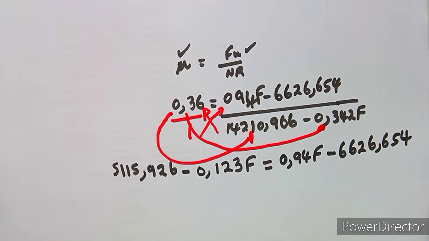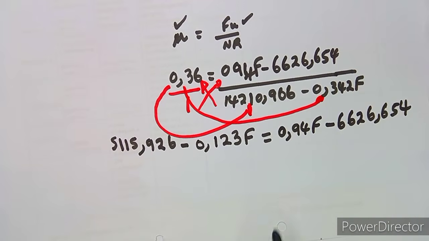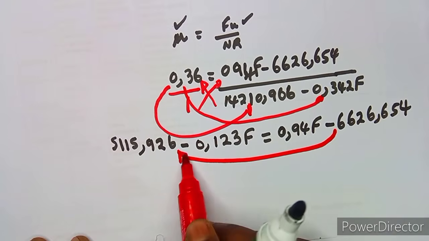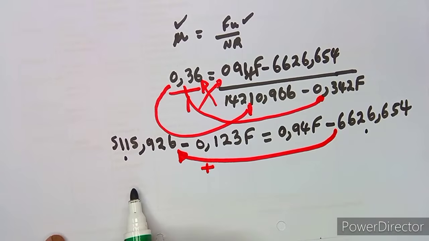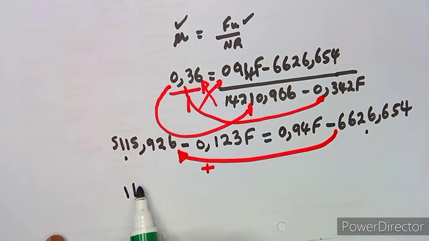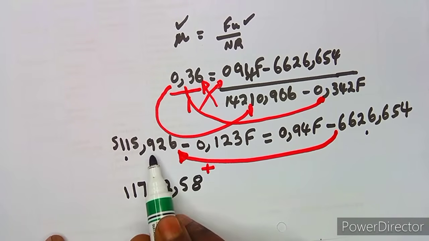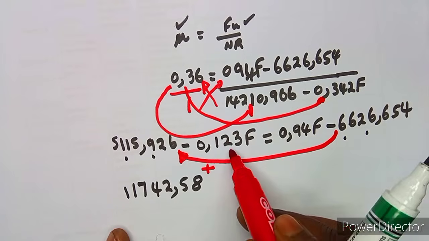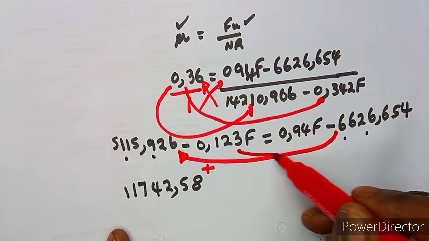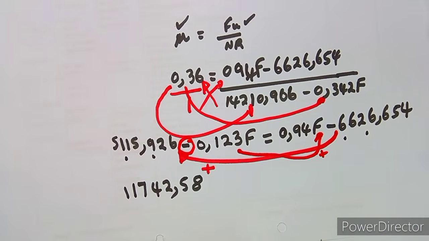Now what am I going to do? I'm just going to make f the subject to solve for f. So using our mathematical skills, guys, avoid working with negative values, so I can transpose this to this side so that it will be a plus. So I'm going to add this value and this value together, which is going to give me 11742,58. So you add this value and this value because it crossed the equal sign, so you have to add. Then you transpose this here to this other side where there is f here. As you can see, it was a minus. The moment you transpose it, it will be a plus.